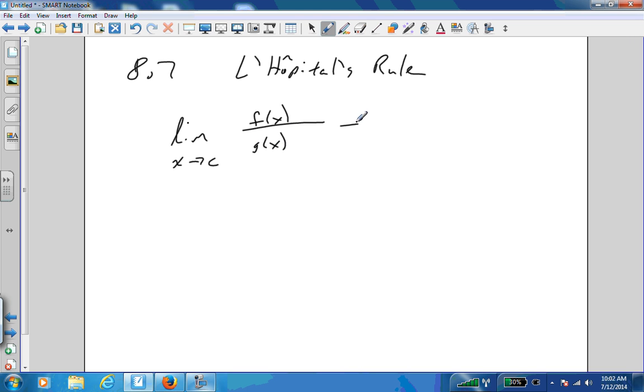and when we substitute in or take the limit, we get something that's indeterminate, such as 0 over 0, or infinity over infinity, or something of that nature, then it turns out that this limit is equivalent to the limit of the derivative of the numerator divided by the derivative of the denominator.